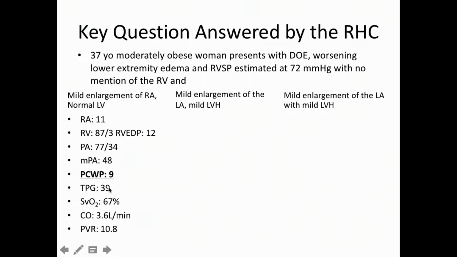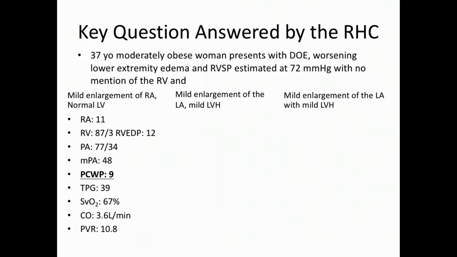The central, or the mixed venous SAT of 67% is normal. Normal cardiac output, and you can see our calculated pulmonary vascular resistance in Wood's units of 10.8. Normal pulmonary vascular resistance is generally less than 3, but for most people sitting there doing nothing, a normal pulmonary vascular resistance is probably more in the range of 1 to 2.